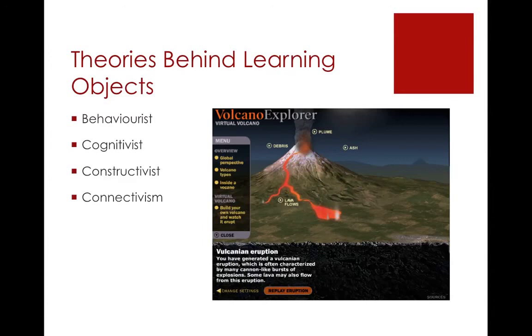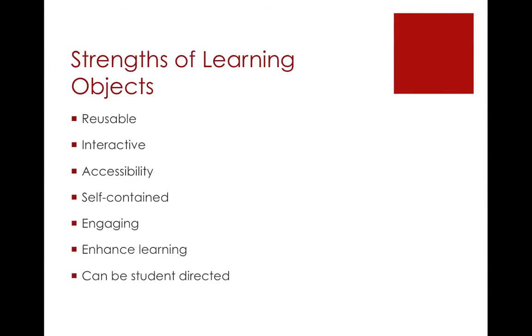Lastly, connectivism looks at learning as a social process where knowledge exists in the world. A learning object that makes use of connectivism might have opportunities to combine knowledge or sort through information. So, some strengths of learning objects. Learning objects are reusable, so they can be reused in a variety of settings or courses. Objects can be interactive, allowing for active participation of the student, and this can increase the overall experience of the learning tool.